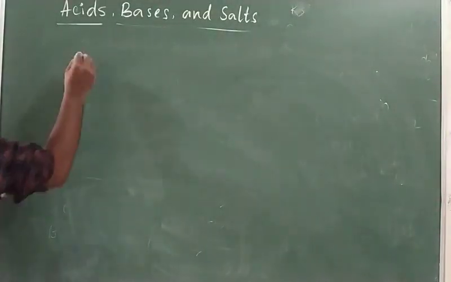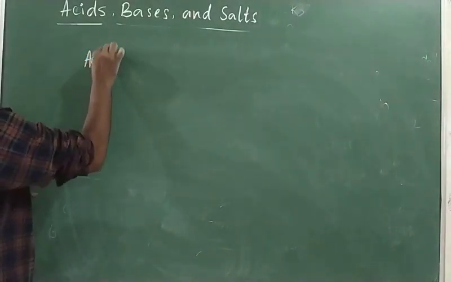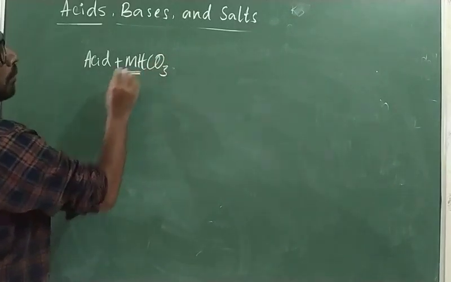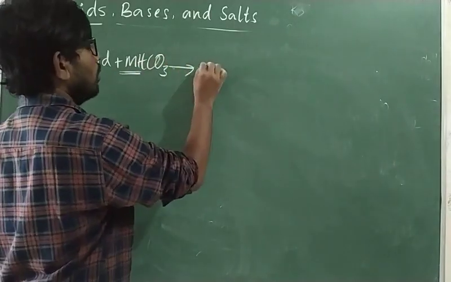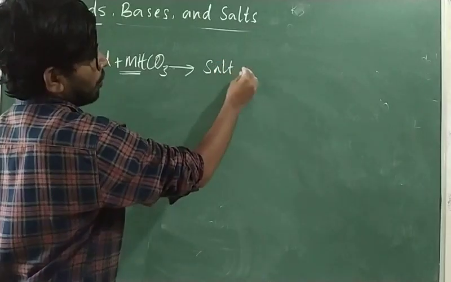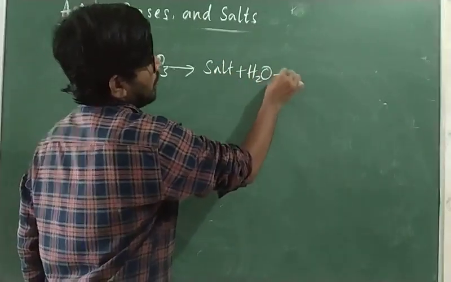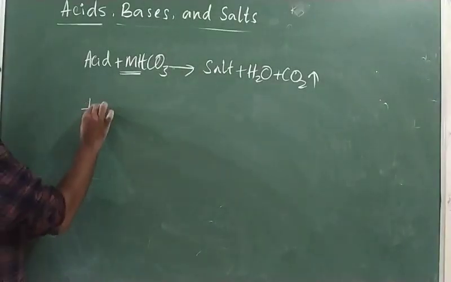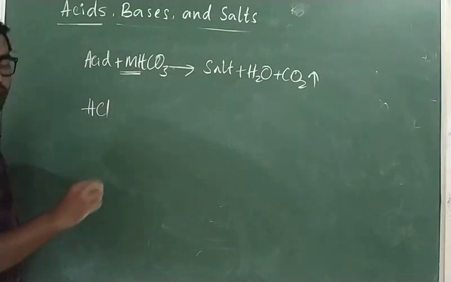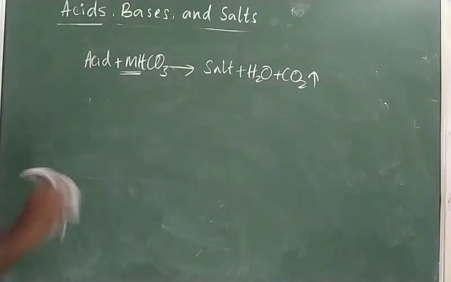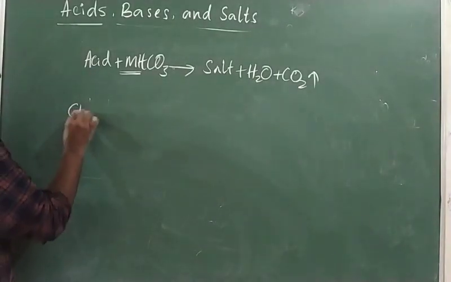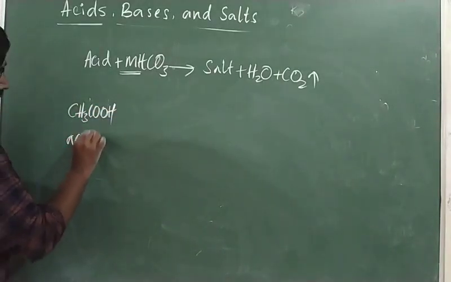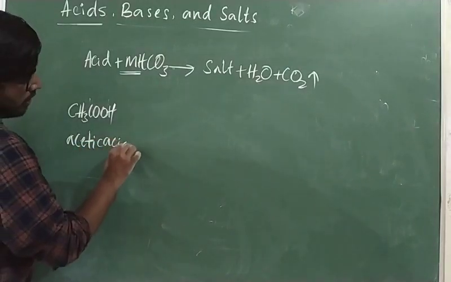So the next one is acid plus metal bicarbonate. Here M indicates the metal in the bicarbonate. What do they form? Again they form salt plus H2O plus CO2, the same thing. For example, I will take vinegar as the acid, CH3COOH, which you can call acetic acid.